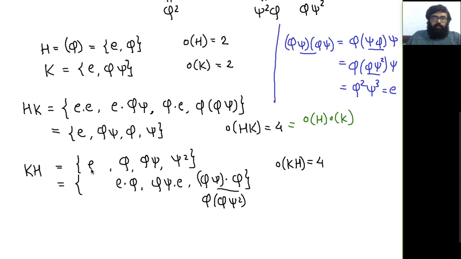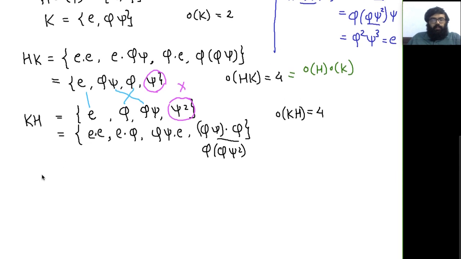Let me write this again clearly. So is HK equal to KH in this case? Let us see. You have identity, you have phi psi, you have phi, but these two are different. Which two are different? These two are not the same. So in this case HK is not KH. This is the first example we have observed.